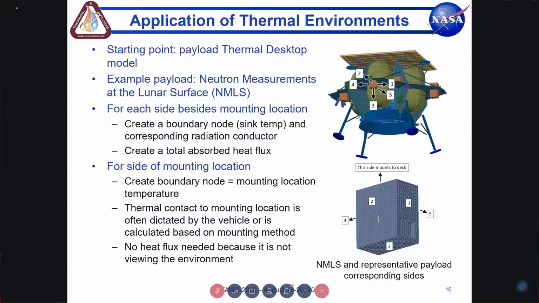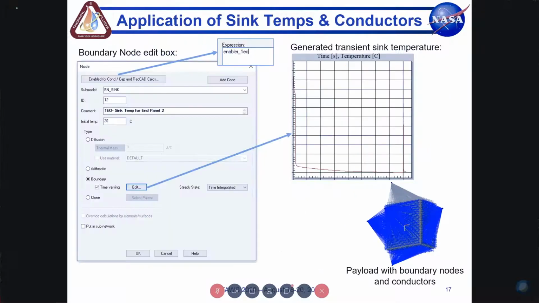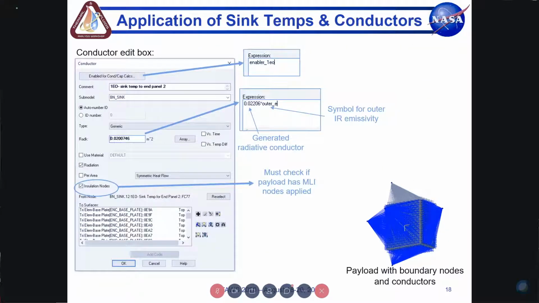For the side that is the mounting location, you'll create a boundary node, which will be the mounting location temperature. I didn't explain how to calculate this in the vehicle model because it's just the straightforward temperature structure at the mounting location. There will also need to be a thermal contact to that node, which may be a value dictated by the vehicle or may just depend on your mounting method. There's not a heat flux created for that side because it's not viewing anything to have a solar flux.